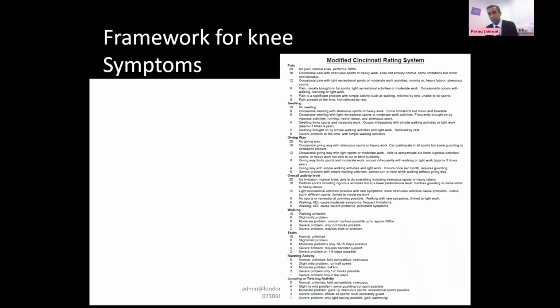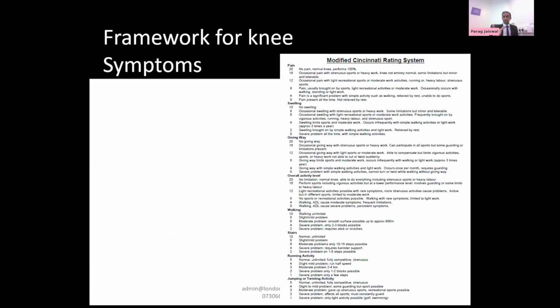So when I see a lot of young patients with sports-related knee problems or increased activity-related knee problems, I use this, which is available from my website. It's called the Modified Cincinnati Score. And you have these main subheadings, and they get a score. The total score is out of 100.